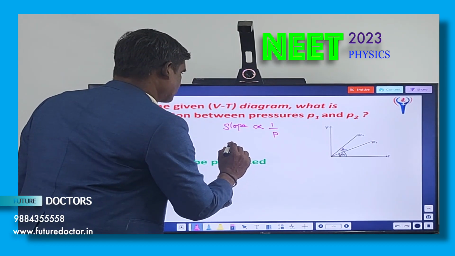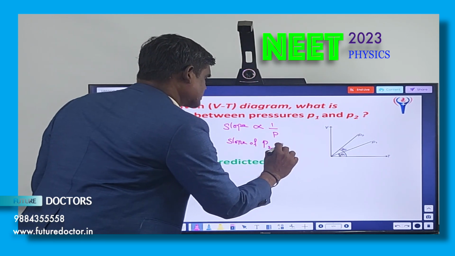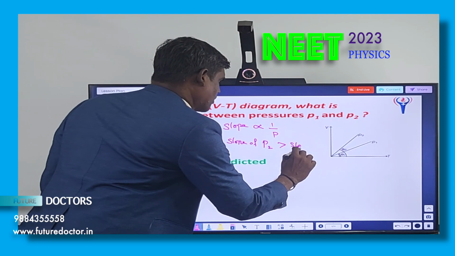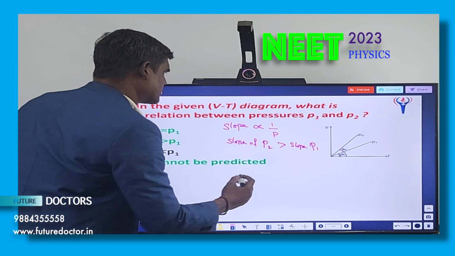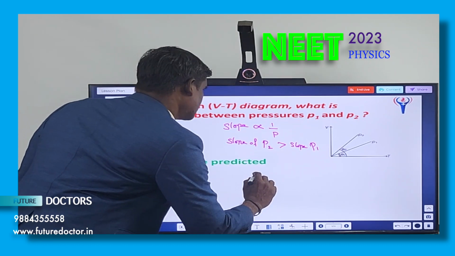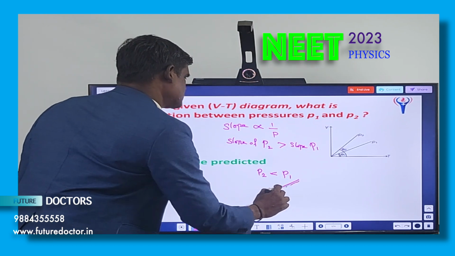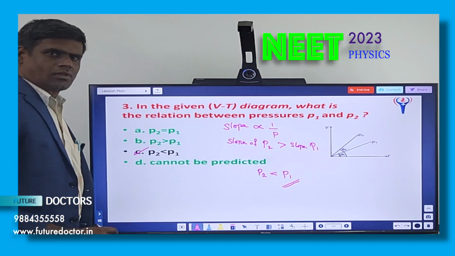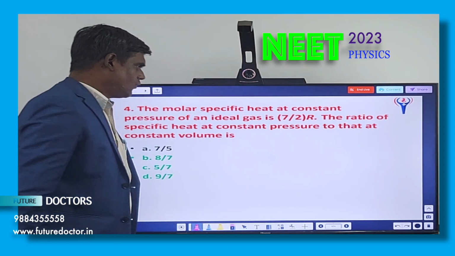Therefore, as slope of P2 is greater than slope of P1, and as this is inversely proportional, then P2 is less than P1. That is option C. Option C is the correct answer. Let's move to question number 4.